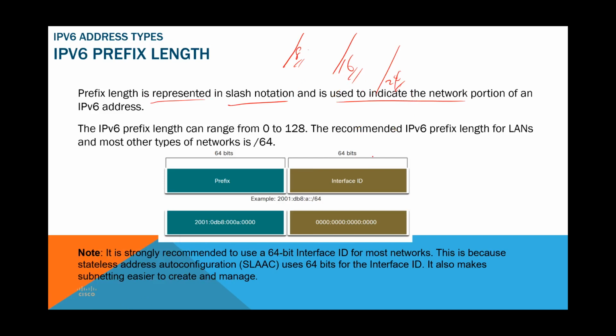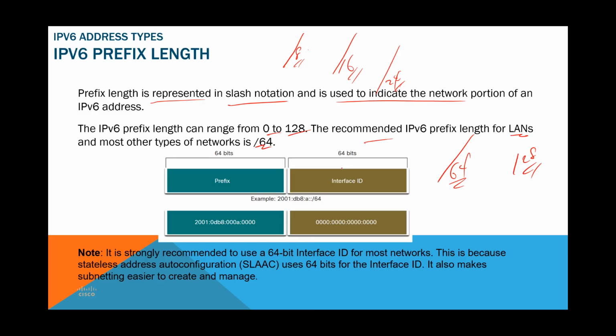Here we are now with IPv6. Most of the IPv6 addresses you are going to be seeing now will be /64. That means the first 64 bits are our network portion. It's the same concept. The first 64 bits of your IPv6 address is our network portion. Don't forget all the address is 128 bits. We took care of that in our last class. The IPv6 prefix length can range from 0 to 128. We've done that. The recommended IPv6 prefix length for LANs and most other types of network is /64.